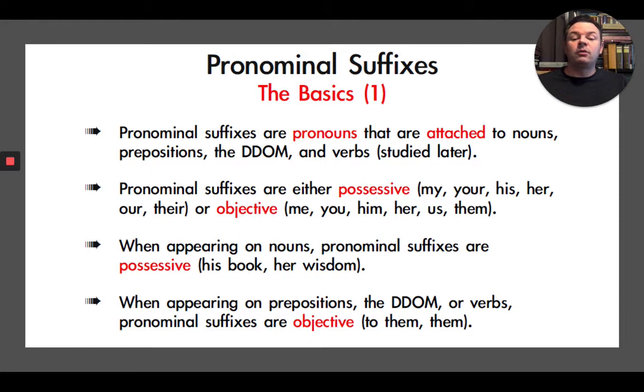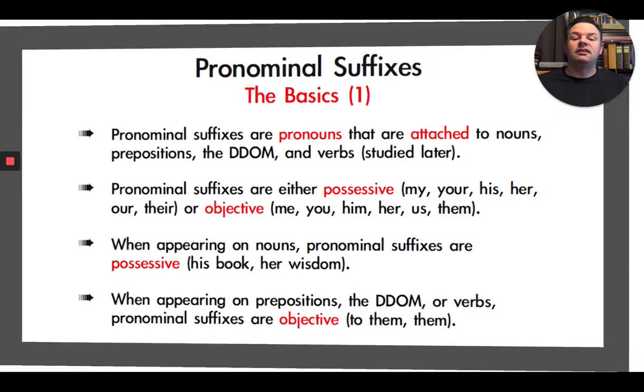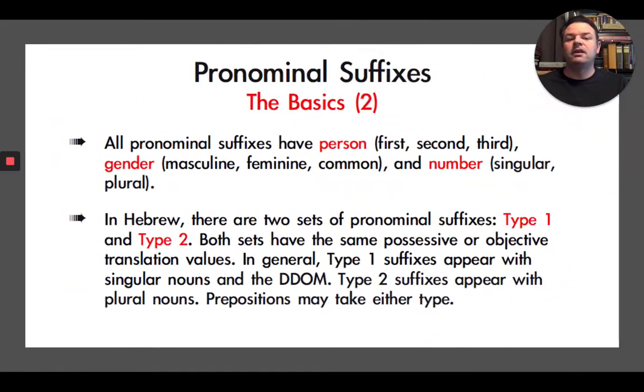But when occurring with prepositions, the DDOM or verbs, they are objective, like him. We'll see that in just a second. Pronominal suffixes have person, gender, and number. We've seen all of those concepts before: first, second, or third person; masculine or feminine gender; and singular or plural number.